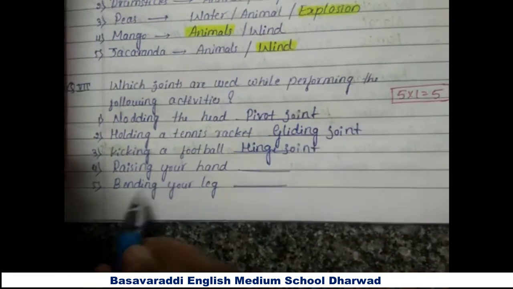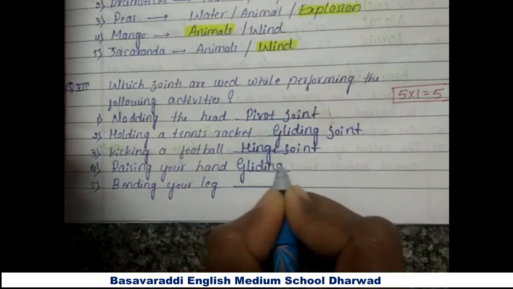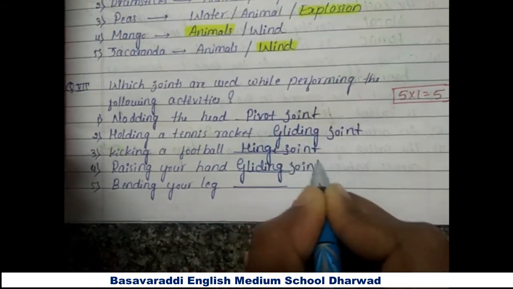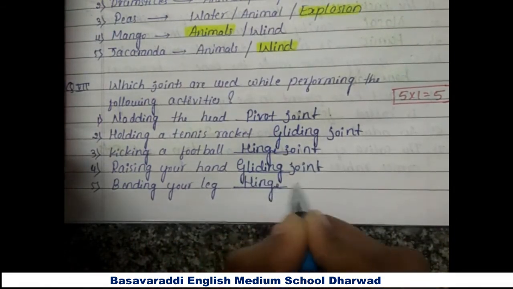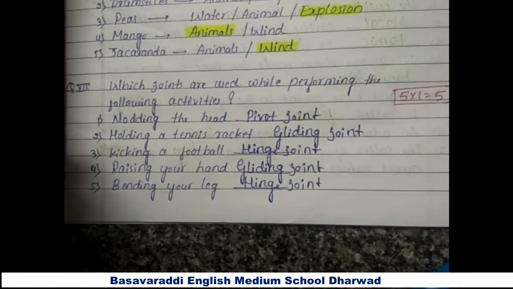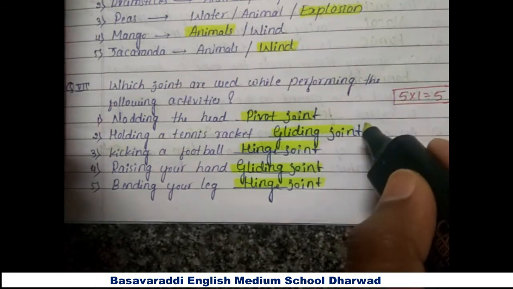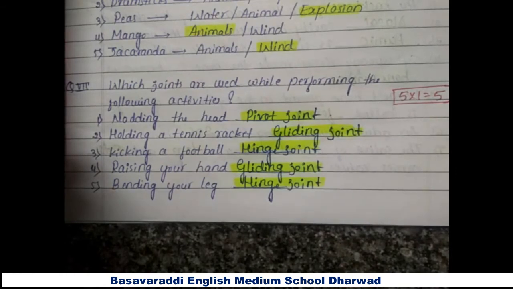Fourth one, raising your hand, that is gliding joint. Fifth one, bending your leg, that is hinge joint. What is joints? Joints help in movement of body parts in different directions. Okay, these are the joints used while performing the following activities.